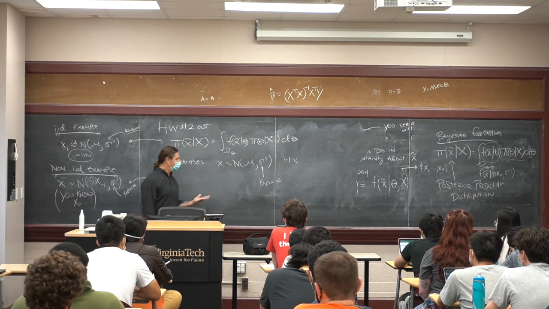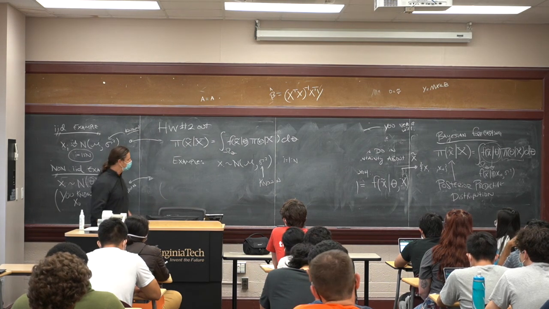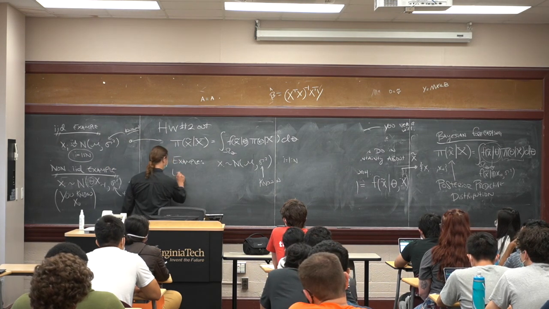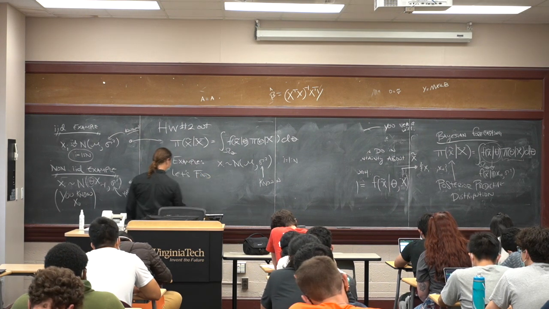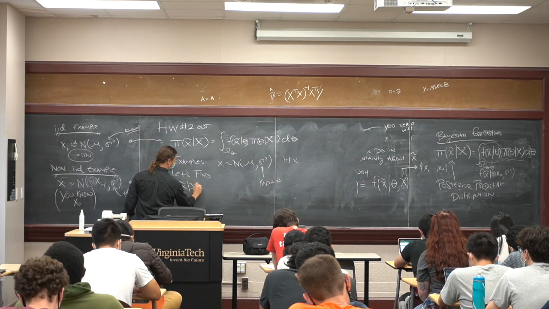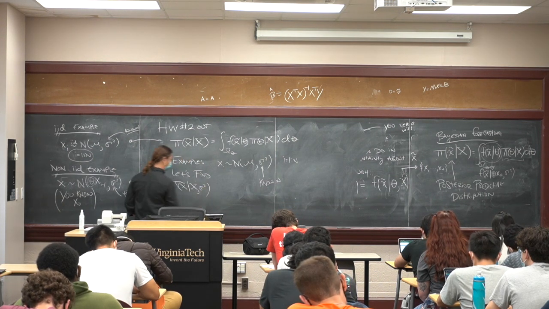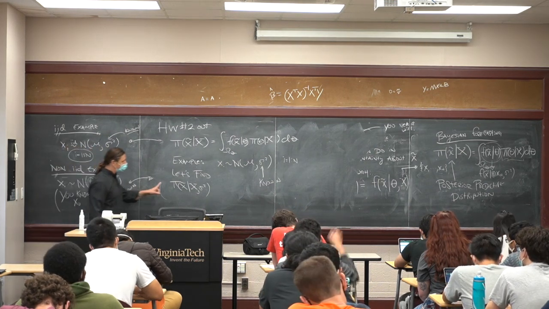I know what my likelihood is. To do Bayesian analysis, I'm going to need a prior. So let's find pi of x tilde given all of my data, and I'll be explicit that you get to know sigma squared in all of this. So we want to find this thing.